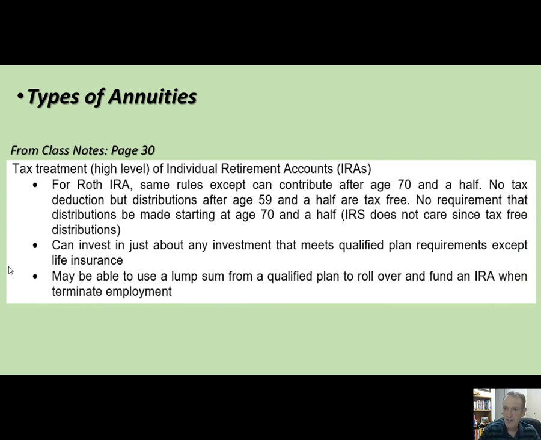A Roth IRA, same rules. Essentially, the only thing is you do not have to take out money starting at age 70 because the IRS doesn't care. It's all tax-free, so they don't care if you leave it in there forever and ever until you're 95. You can invest in just about anything that meets qualified plan requirements, except you cannot put life insurance into a Roth or traditional IRA, and you would not want to do that because those are already very tax advantaged.